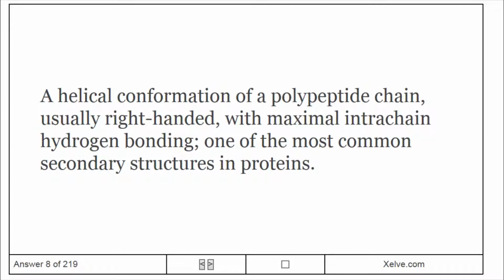Alpha helix. A helical conformation of a polypeptide chain, usually right-handed, with maximal intra-chain hydrogen bonding, one of the most common secondary structures in proteins.